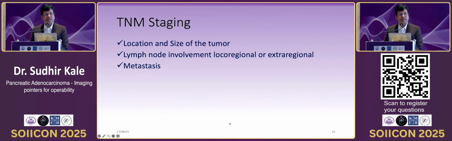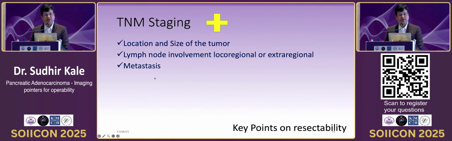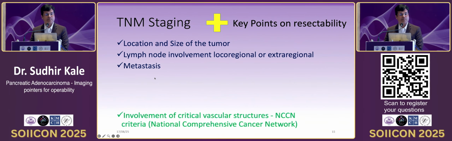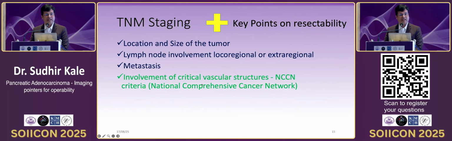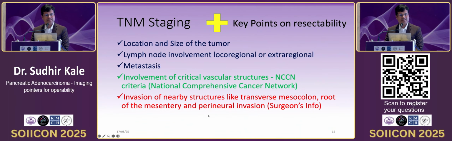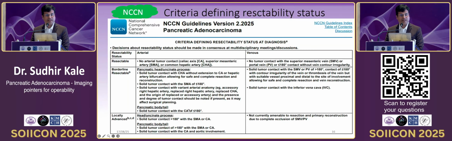Okay, so what imaging information is required? This is what it is: size of the tumor, lymph nodes and metastasis. Is this enough? No, we need to know many more things. That is the key points of resectability: the involvement of critical vascular structures as far as NCCN criteria are concerned, and then invasion of nearby structures like the transverse mesocolon and mesentery, and perineural invasion.